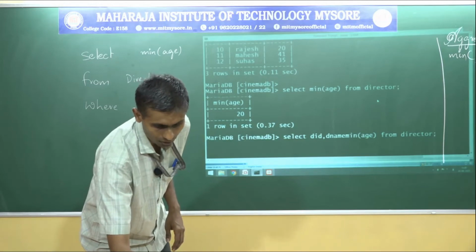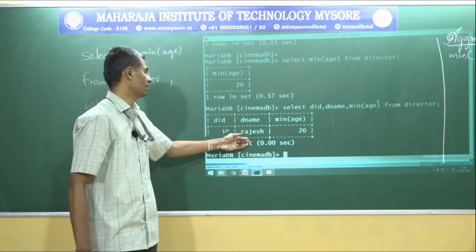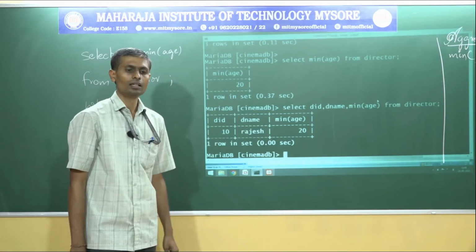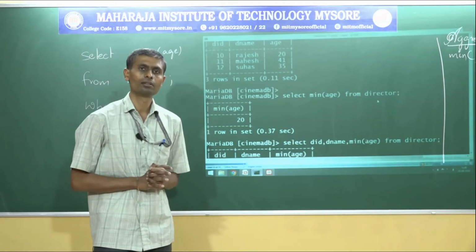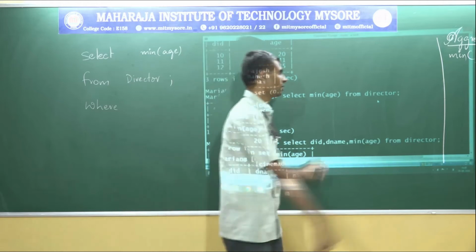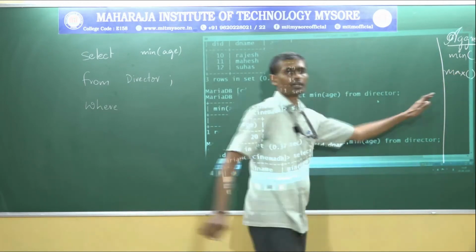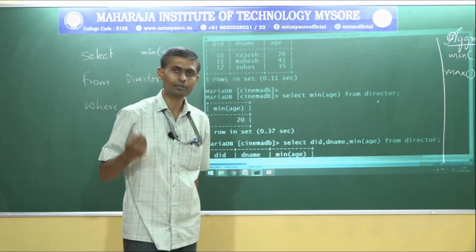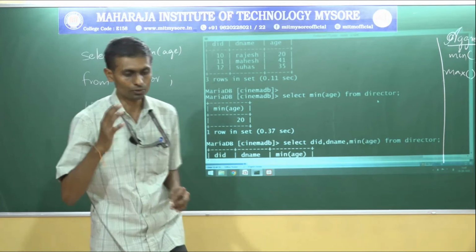Then put semicolon, comma, then minimum of age, enter. We got answer 10 Rajesh 20. So in the same fashion, guys, can I get the maximum age? Yes, we can get it with the help of one more function called max, right?